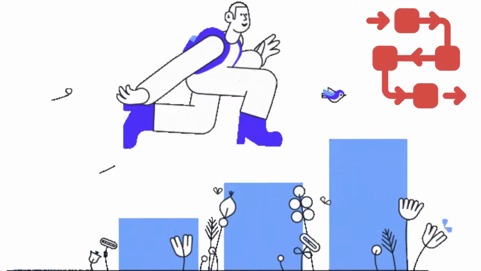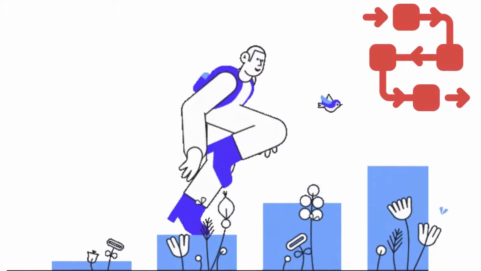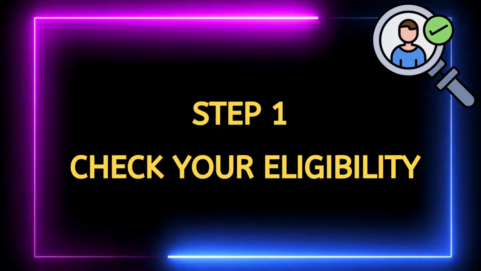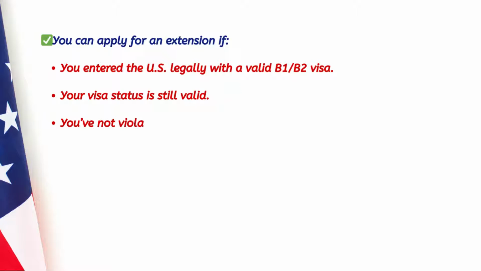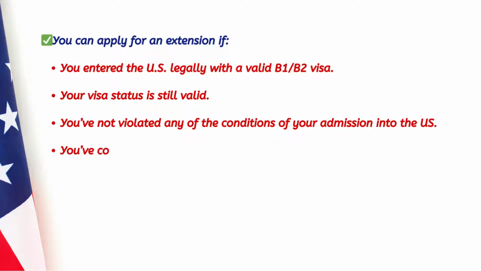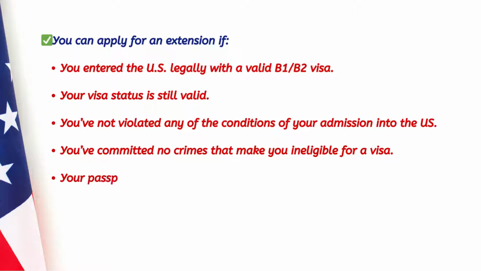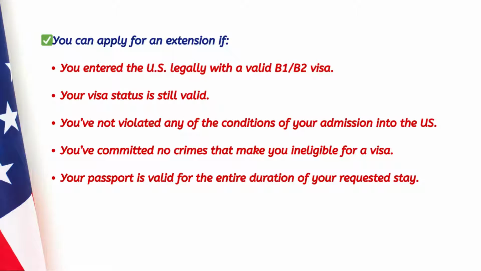Now, let's look at the step-by-step process of applying for an extension. Step number 1, check your eligibility. You can apply for an extension if you entered the United States legally with a valid B visa. Number 2, your visa status is still valid. Number 3, you've not violated any of the conditions of your admission into the United States. Number 4, you've committed no crimes that make you ineligible for a visa. And number 5, your passport is valid for the entire duration of your requested stay.